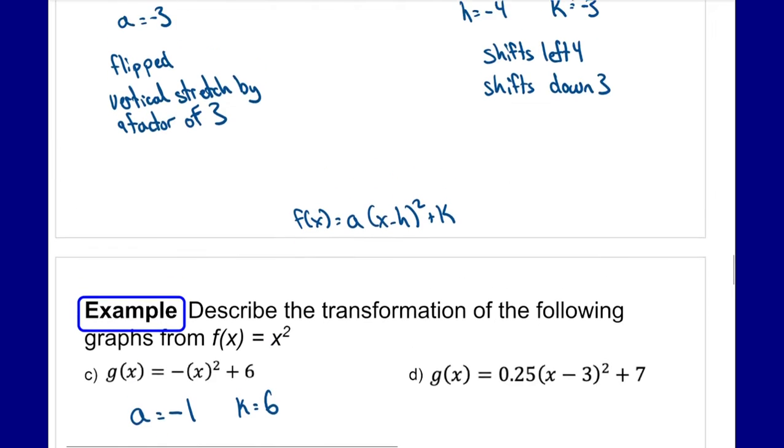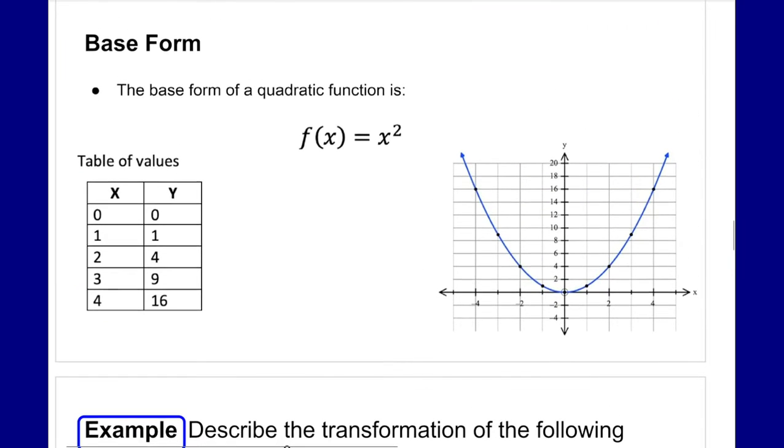So let's actually go back to our base form and make note of that. So for our base form, our A value is 1. In our general form, the A value is 1. So if I see a 1, it's not indicating any change. Our H value is 0, and our K value is 0. So those are what the variables are for the base form. If we see any deviation from those numbers, it means that we have a transformation.